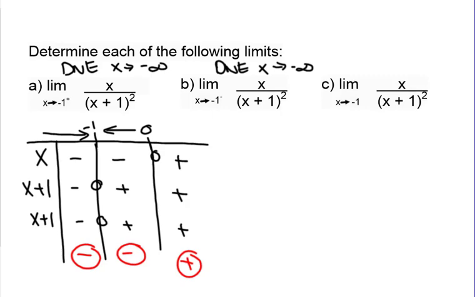And then the limit as x approaches negative 1. Well, because as we approach from both the positive side and the negative side, we are approaching negative infinity on both sides. So that limit does actually exist because we're approaching the same infinity. So it does not exist, x approaches negative infinity.